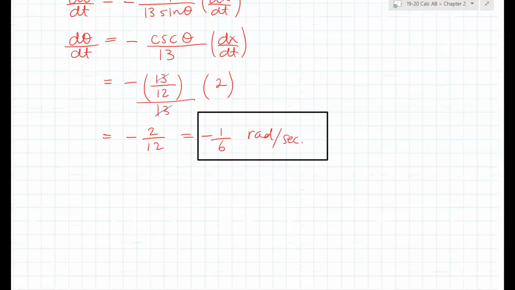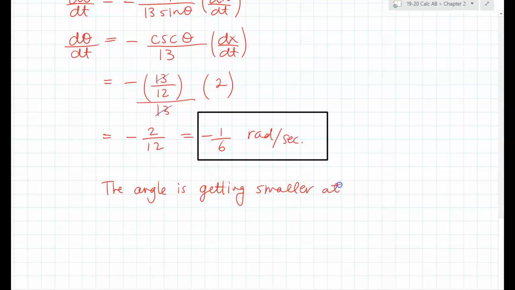So you could just put the angle is getting smaller at the rate of 1/6 of a radian per second when y is equal to 12.